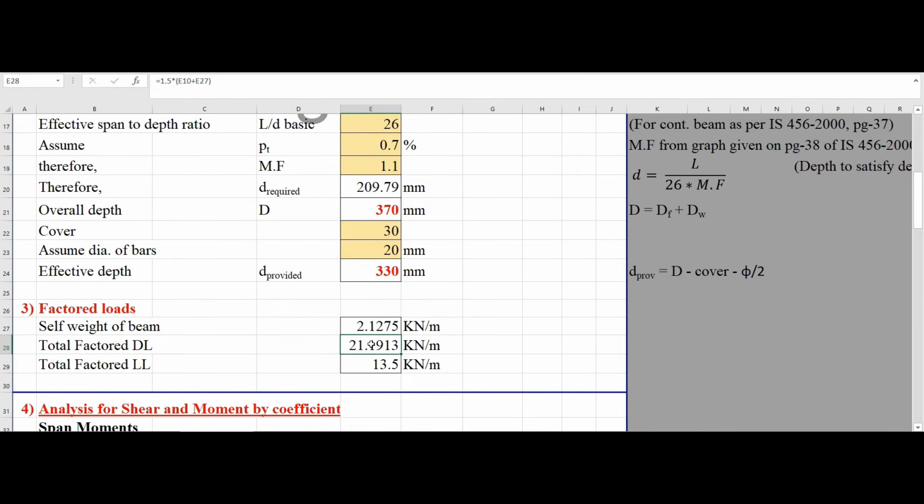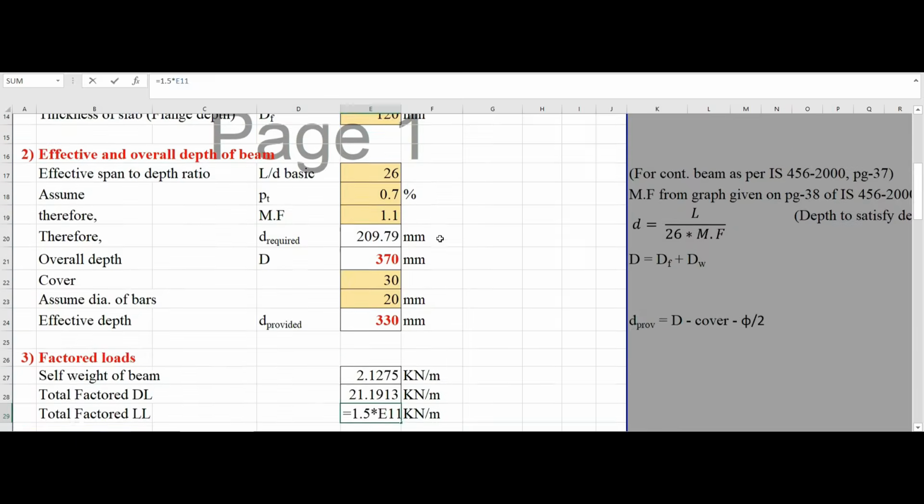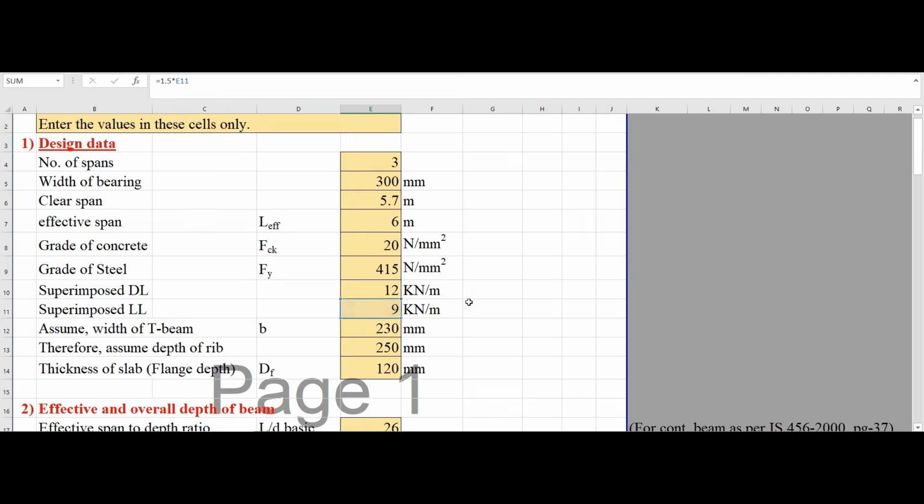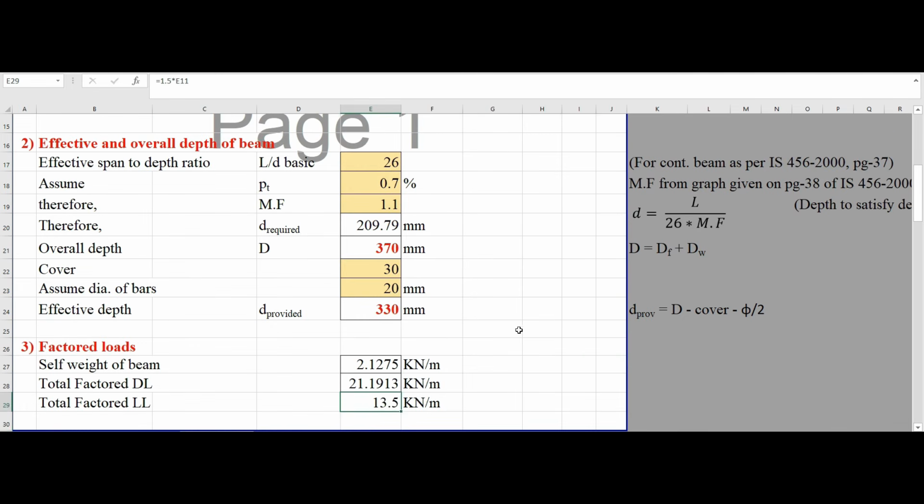So you can calculate the total factored dead load, which is equal to superimposed load plus self weight of the beam, multiplied by the factor of safety of 1.5. And similarly, total live load, which is equal to 1.5 times the superimposed live load. So the superimposed live load is 9, so that it comes out to be 13.5 kN per meter.